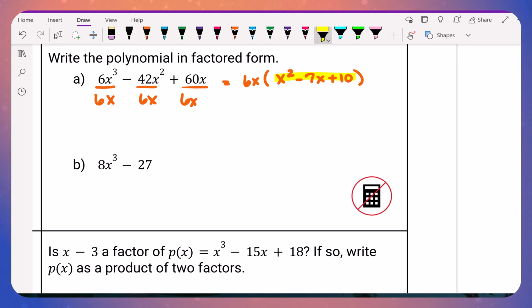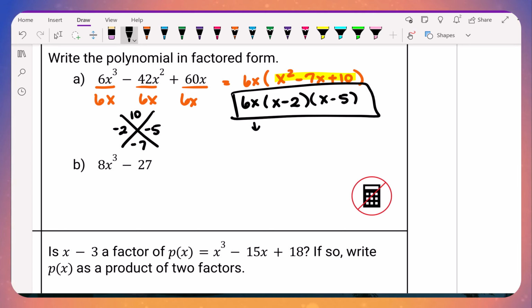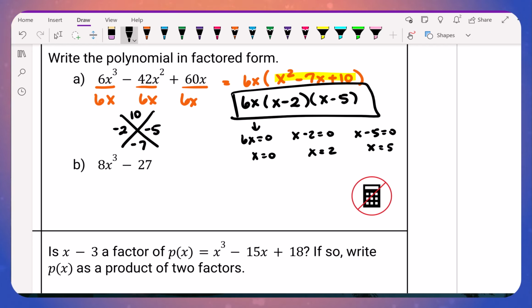I can see that this one could possibly be factored one more time. I'm going to use 10 and -7. Factors of 10 are going to be -2 and -5. So I'm going to wind up with a final factored form of 6x times x minus 2 times x minus 5. If it asks you to solve, you take it one more step: 6x equals 0, x minus 2 equals 0, x minus 5 equals 0, and solve. So your GCF is going to have a solution of 0, this will have a solution of 2, and that will have a solution of 5. That is only if they ask you to solve it.